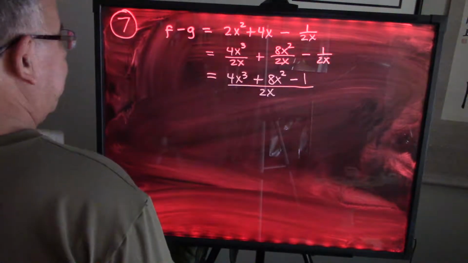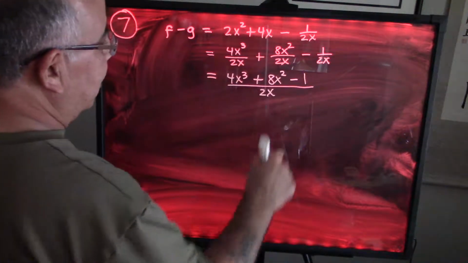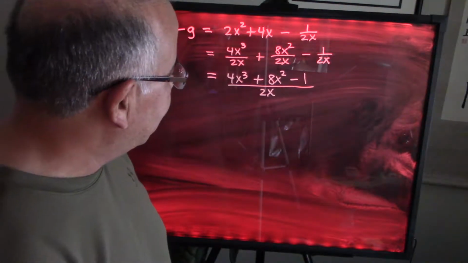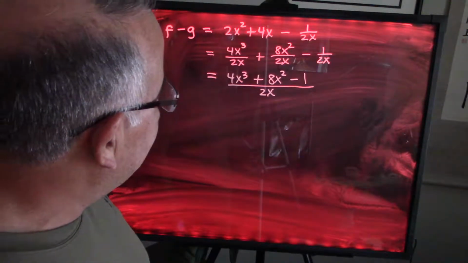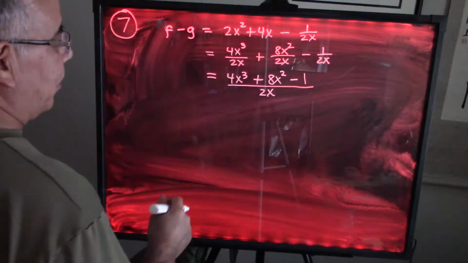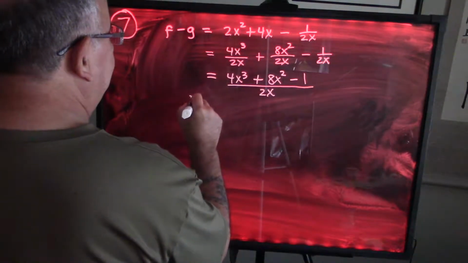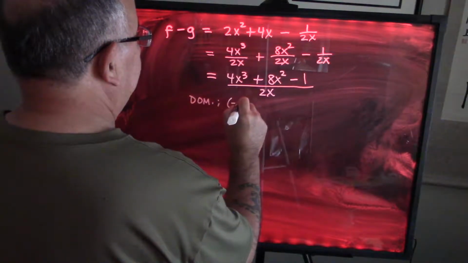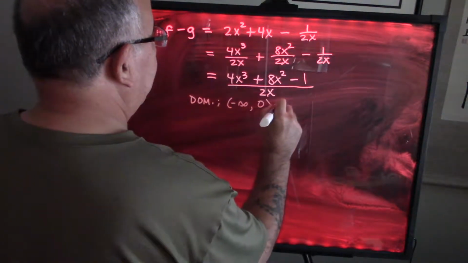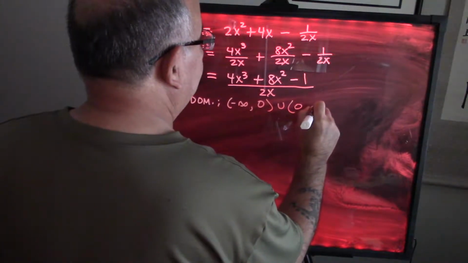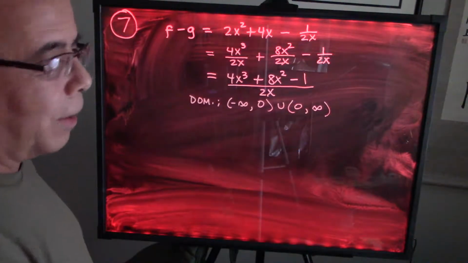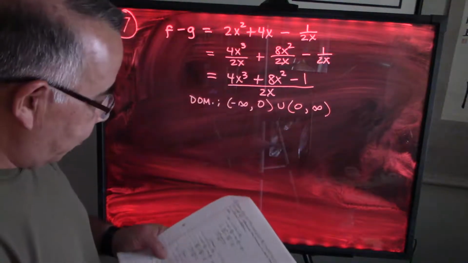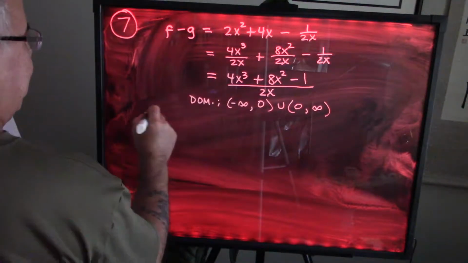All right. Same domain with this. The numerator here is a polynomial function. It's got all real numbers in its domain. So the denominator, however, cannot equal 0. So the domain is everything except 0. Negative infinity to 0, union 0 to infinity, not including 0. All right. Okay. I think I have room for f times g here without erasing. F times g.